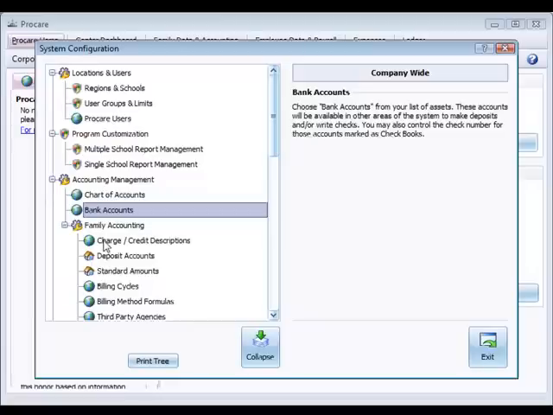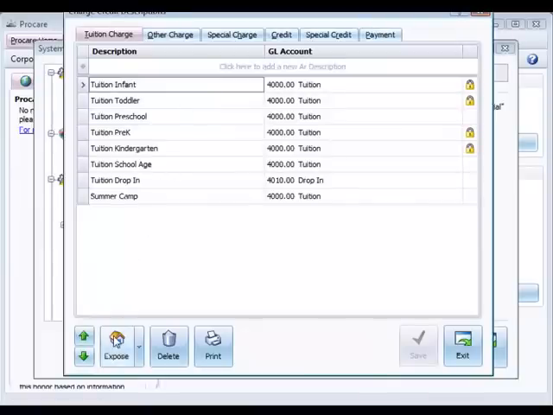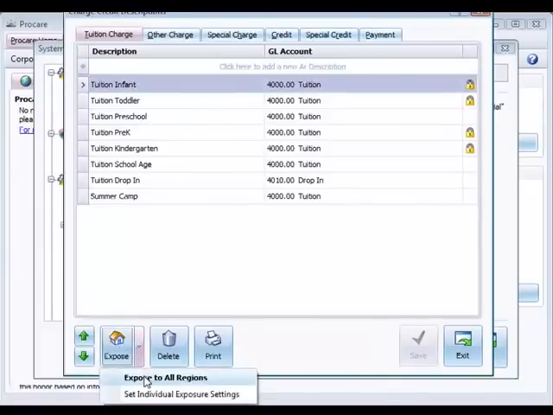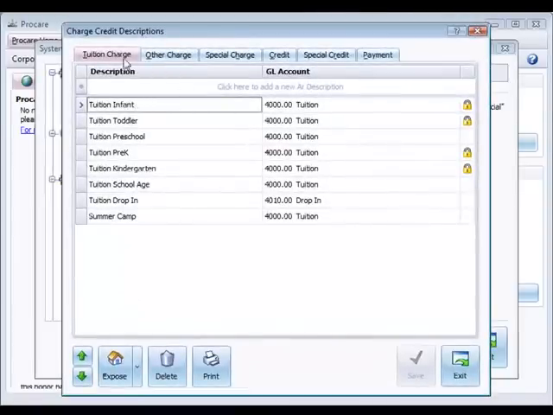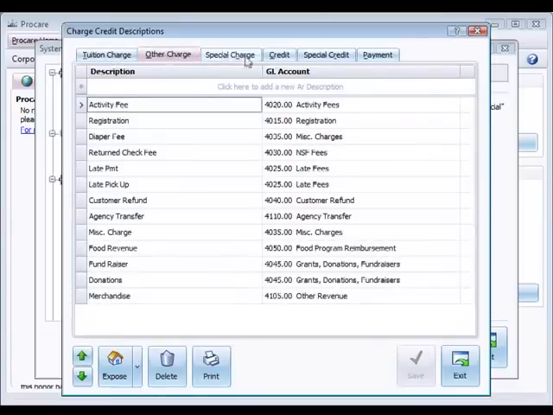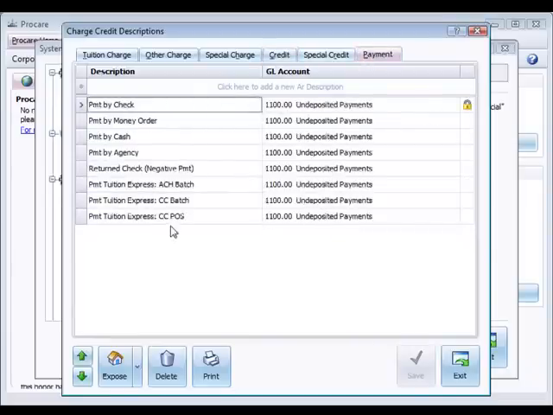Once you have those set, you can begin to work on your family accounting setup in the area of charge descriptions, let's say. These are global, and when you create them in here, you would expose these descriptions to either all of your regions and all schools, or you can set it individually school by school. These are the broad categories that you'll use for your charge descriptions, such as tuition charge descriptions at the top, other charge descriptions, special charge descriptions, and special credits I'll get to in a moment. Credit descriptions are something you'll use to credit or discounts, for example, some other sort of credit like a vacation credit or maybe an agency adjustment credit. And payments, of course. Payments would be set up here as the type of payments that you receive from parents.